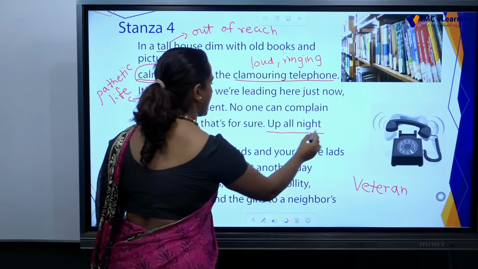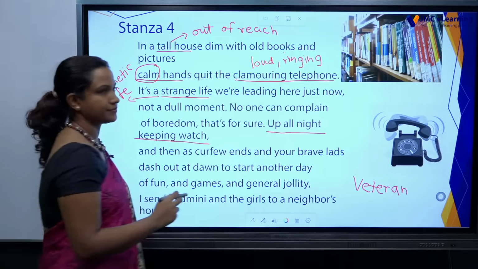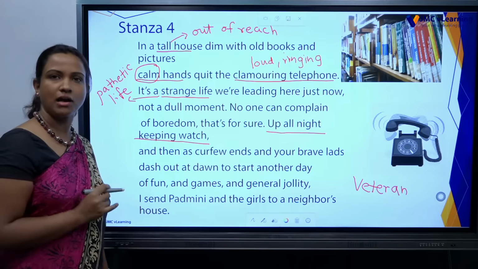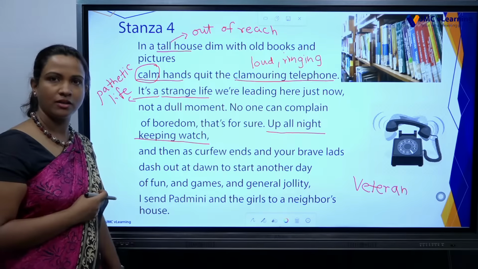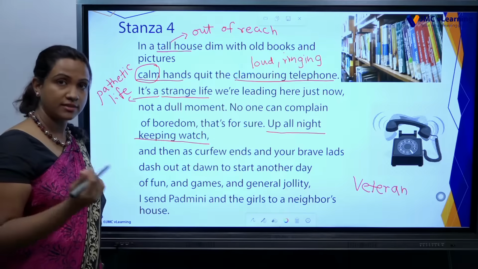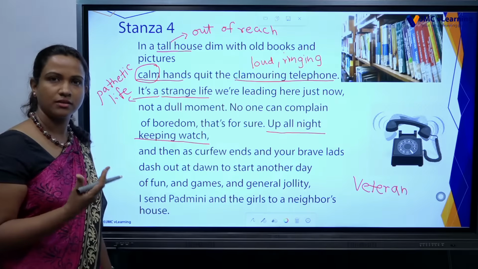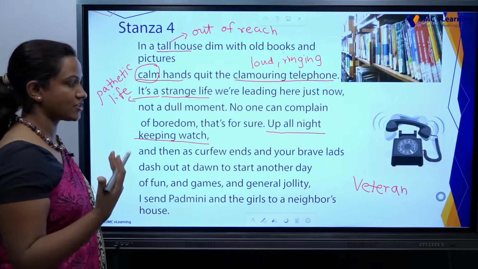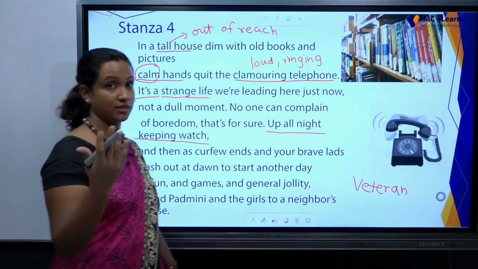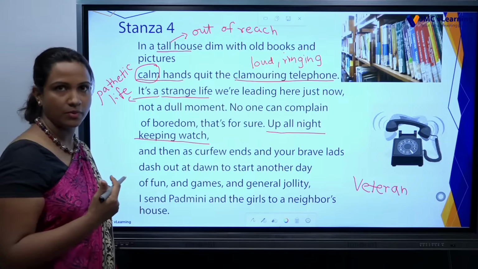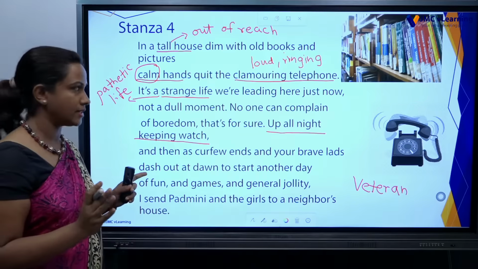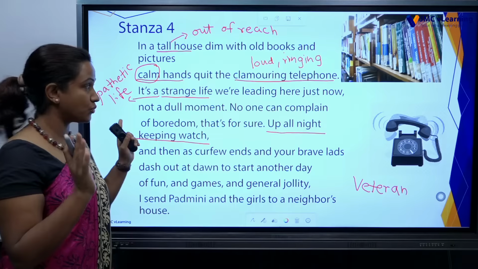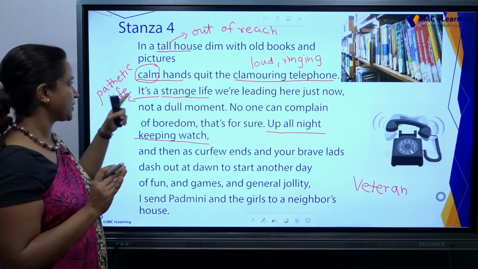Up all night keeping watch. He is up all night keeping watch. Watch of what? People are coming. Why are the people coming? To disturb them, harass them. Who are these? The patriots, the riots are coming. From which nationality? The veteran is a Tamil. So the Sinhalese people are trying to trouble him. So he is up all night. But his hands are quiet, and his telephone is ringing, but he is not going to answer.